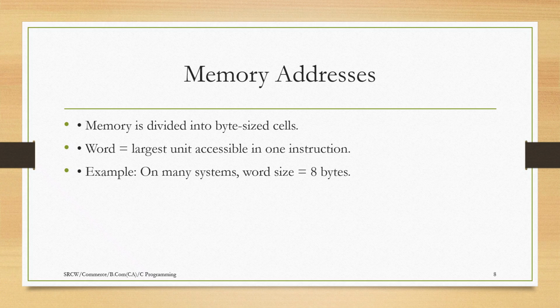Memory is usually divided into byte-sized cells, which are the smallest addressable units. A word is the largest unit of memory that can be accessed in a single machine instruction. On many systems, the word size is 8 bytes, which corresponds to the size of a long variable in C.